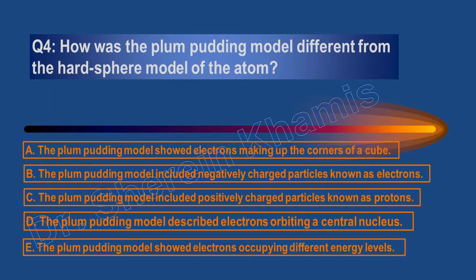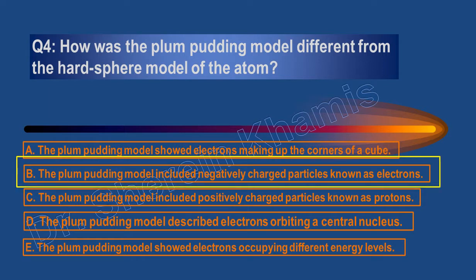What is different from the hard sphere model of the atom is that the plum pudding model included negatively charged particles known as electrons. It said that there are negatively charged particles, we call them electrons, not more than this. So the plum pudding model is different from the hard sphere, as they explained. We have the hard sphere model of the atom, a solid particle with all the mass of the atom concentrated in the nucleus. But the plum pudding added to this sphere model what?